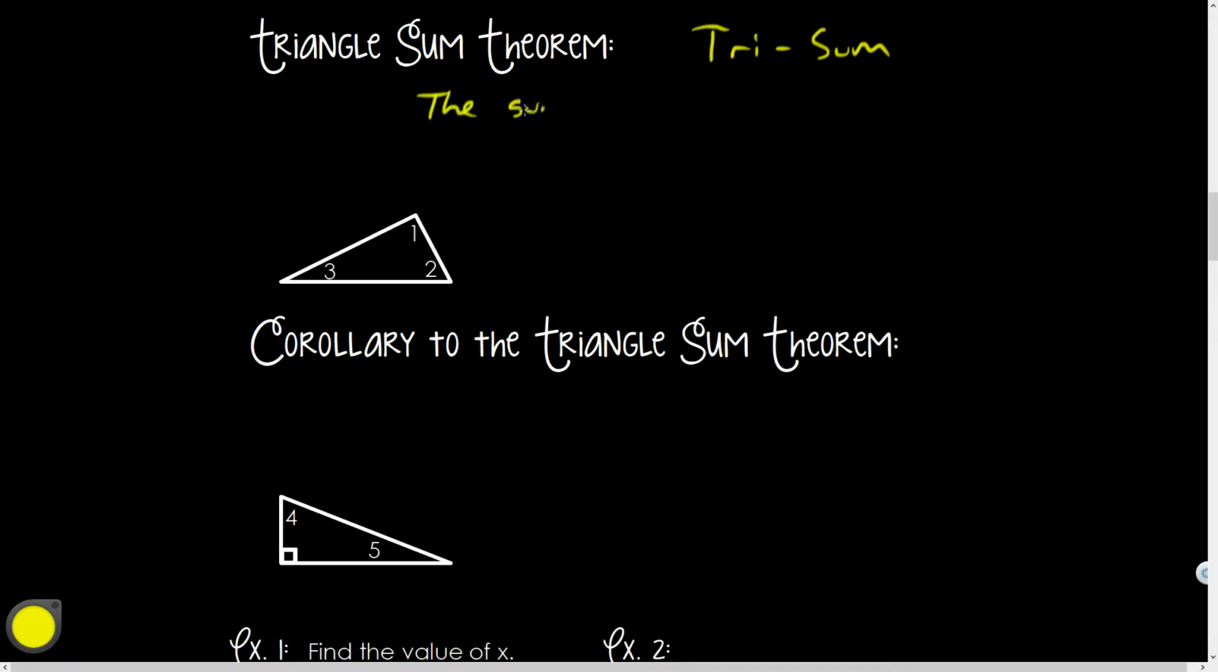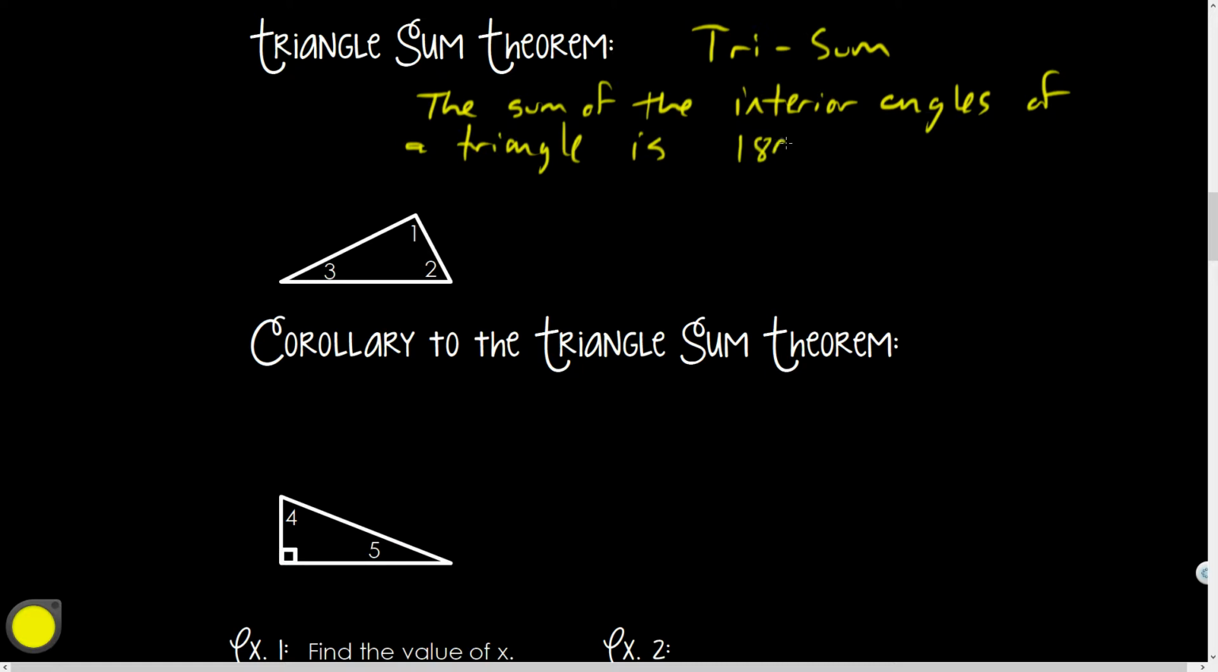So this is the idea. The sum of the interior angles of a triangle is what? What do those angles all add up to be? 180 degrees. Right? That's right. Let's write that out. I could say measure of angle 1 plus measure of angle 2 plus measure of angle 3 equals 180.